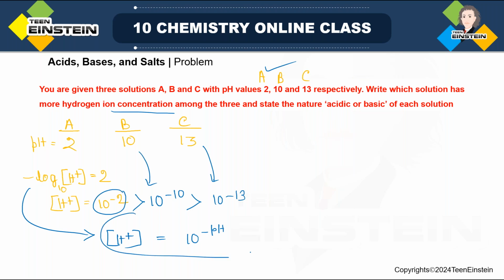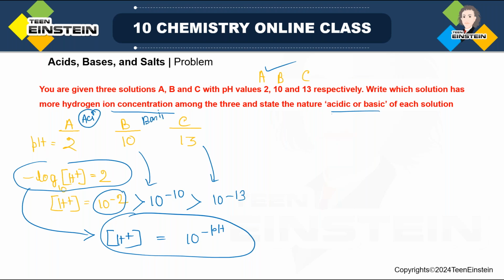So why this equation is important? Suppose pH value is given and the question is asking you to find out H plus concentration. Then this equation will help you. And if pH is not known, H plus ion concentration you know, then you can use this equation. So both the equations, and here you have to mention whether it is acidic or basic. So this is obviously acidic, this is basic, this is also basic, because these two are greater than 7, so they will be basic.